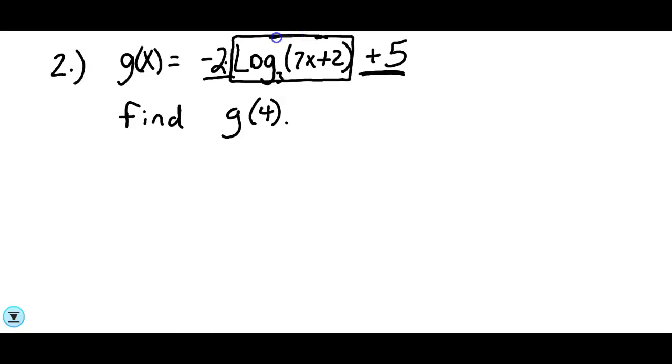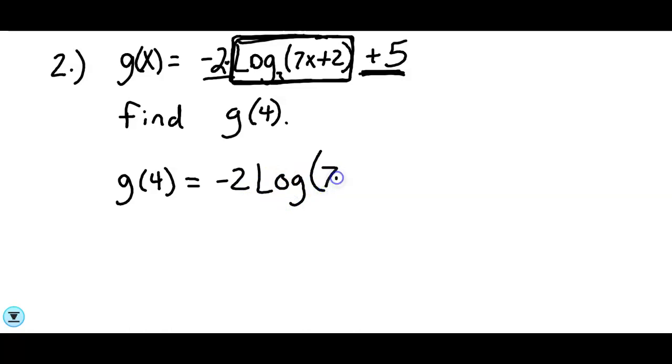We're going to figure out what this is first by plugging in 4. Then we're going to take that answer and multiply it by negative 2, and then add 5. So that's the plan. So here we go. g of 4 is equal to negative 2 log 7 times 4 plus 2, plus 5.